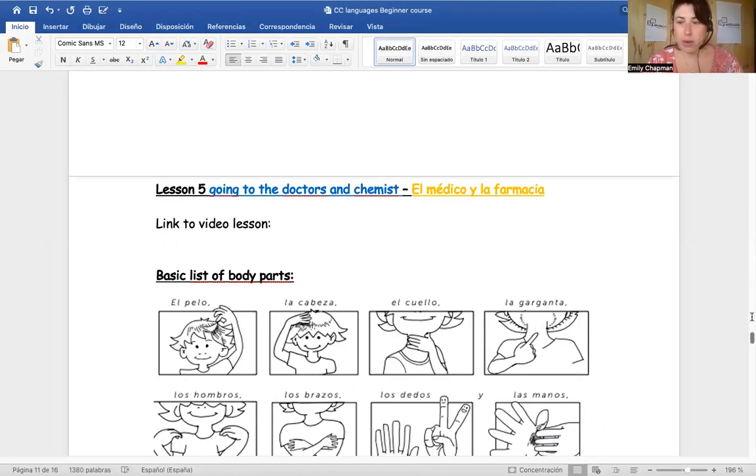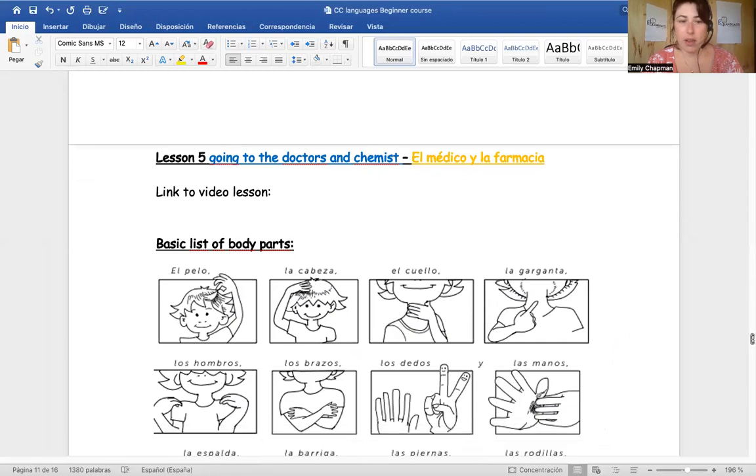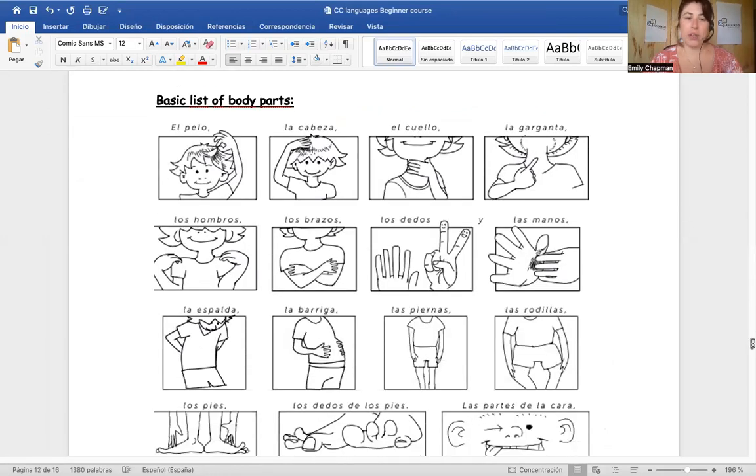Okay, so to start with, we're going to have a look at some of the vocabulary for body parts in Spanish, which is ideal to know if you're at the chemist or at the doctor's. So we have el pelo, hair, la cabeza, head, el cuello, neck. So remember that the double L in Spanish is the y, like the y in yolk, el cuello. Throat would be la garganta, la garganta.